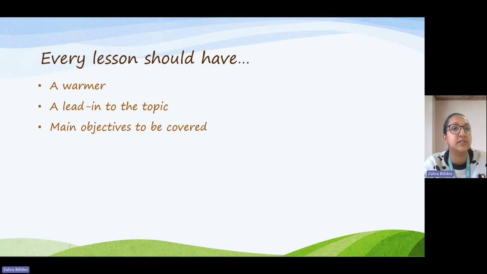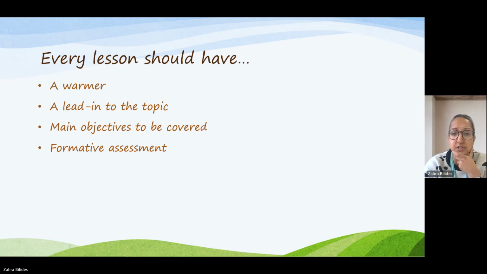Obviously, you've got your main objectives that you need to cover in the lesson, so you'll be covering those. You should have some kind of formative assessment. Now, this doesn't need to be anything formal, like a little quiz or a worksheet that needs to be completed. It could be you as the teacher asking your learners some questions to try and gauge what they've understood, what they're still struggling with, what areas you need to focus on or perhaps recap, and so on.